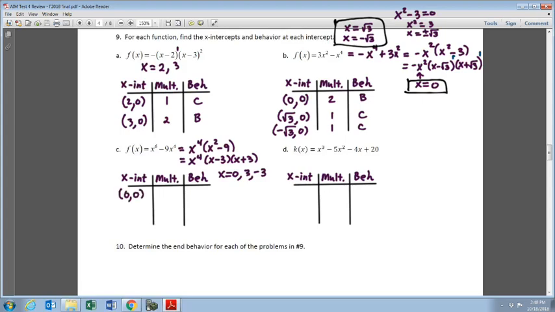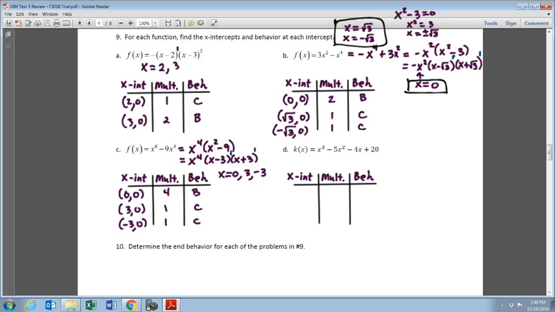And so our first x-intercept would be at 0, 0, and because of that exponent, this 4 here, we're going to have a multiplicity of 4, which means we're going to bounce at that intercept. Now notice the other 2 are to the first power, and so at 3, 0, the multiplicity is 1, so we're going to cross, and the same thing's true at negative 3, 0.